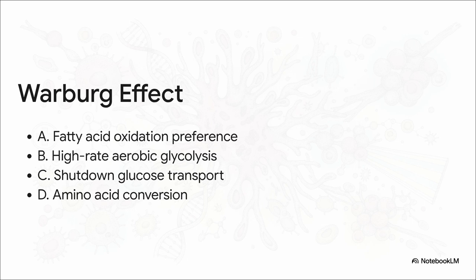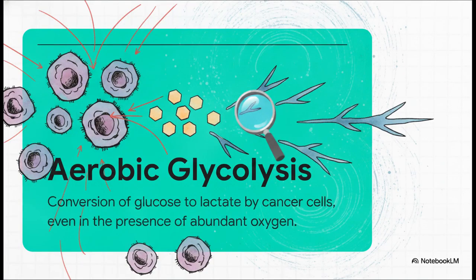The tumor absolutely needs these building blocks so it can synthesize the proteins and lipids required for constant, rapid cell division. So just to lock that concept in visually, aerobic glycolysis, or the Warburg effect, is the preferential conversion of glucose to lactate by proliferating cancer cells, even when there is abundant oxygen present.